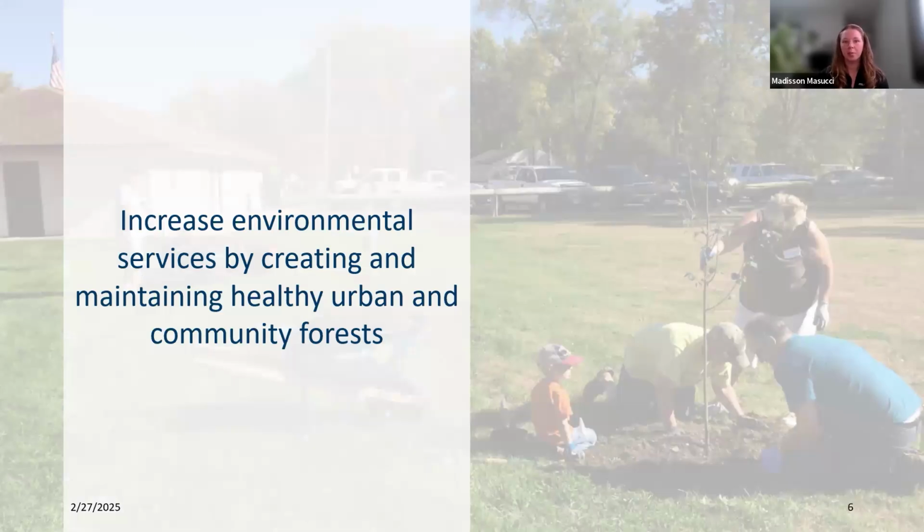So what are we trying to do with all this money? We're trying to increase services by creating and maintaining healthy urban and community forests across the state. Some of you may know there's a statewide initiative to reach 30% canopy cover by 2030 and 40% by 2050 as well. We're working on supporting communities to be able to achieve those goals. Funding through grants is one of the ways we do that, but there are also numerous other things that we're doing to help meet this goal as well.